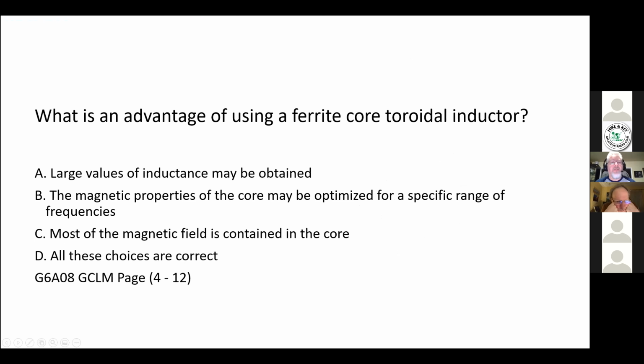What is an advantage of using a ferrite core toroidal inductor? A, large values of inductance may be obtained. B, the magnetic properties of the core may be optimized for a specific range of frequencies. C, most of the magnetic field is contained in the core. Or D, all these choices are correct. Delta is correct. All these choices are correct.